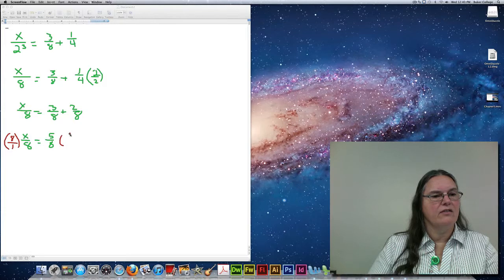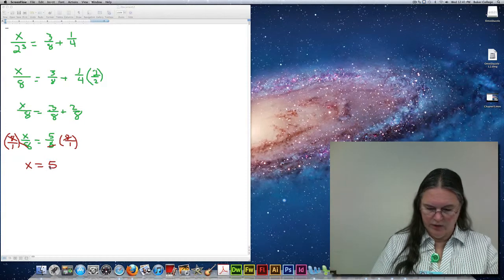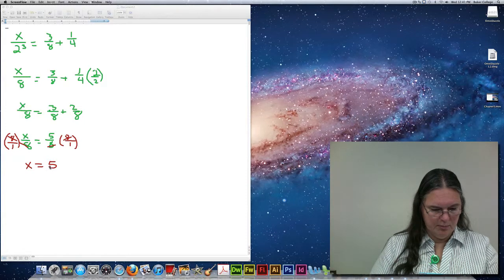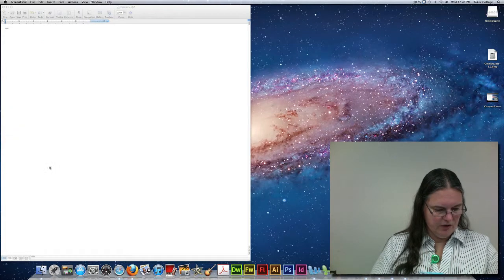Keeping balance of the equation requires that we do the same on this side. This becomes a 1 on this side. 1 times x is x, so x is alone now. And then I can reduce this 8 with this 8. 5 over 1 is 5. And that's a quick review of how to do that type of problem. It looked kind of beastly, but it's really not that difficult.